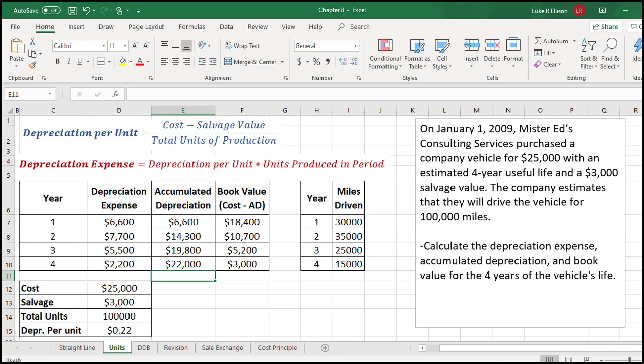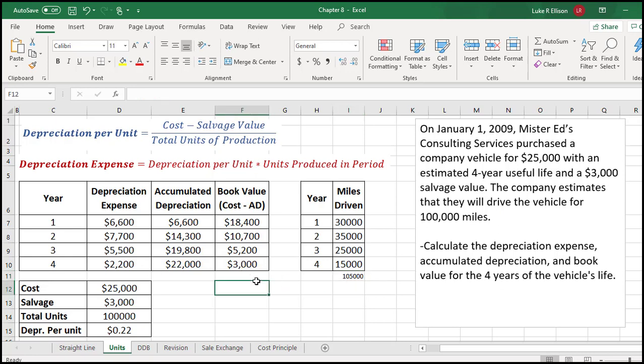Now there are just a few things I want to note here. One is, the reason why we had the book value go below the salvage value when we initially created this chart was because the total of the miles driven ended up being more than the estimated number of miles. So if we were to add up all of these numbers here, we'd see that the total miles driven was actually 105,000 miles instead of the 100,000 which was the expectation. And that's the reason why we had to make that adjustment in the final year.